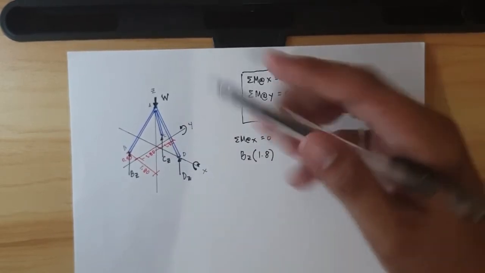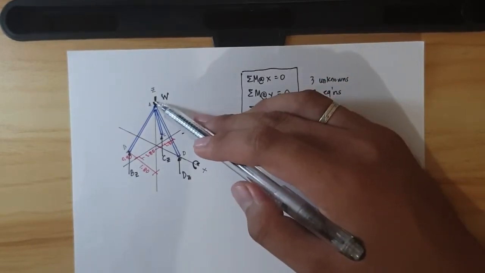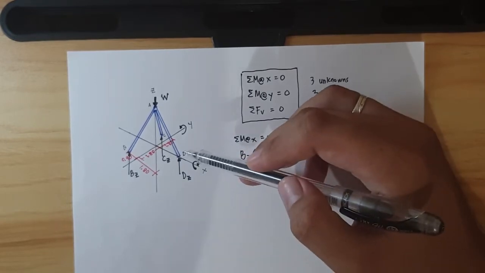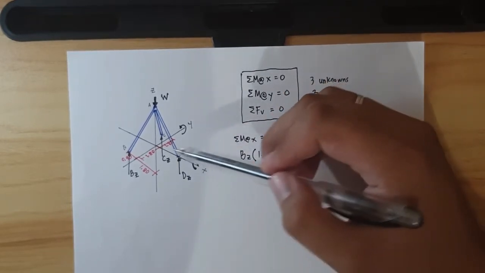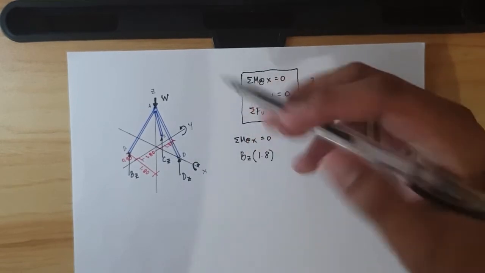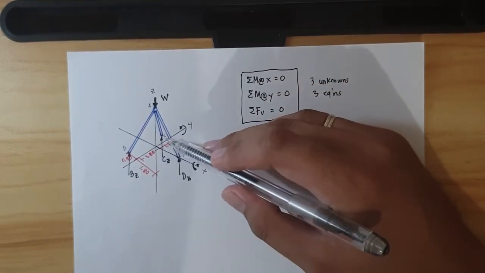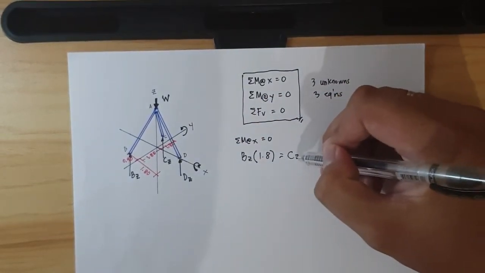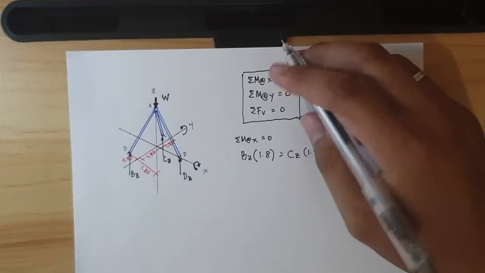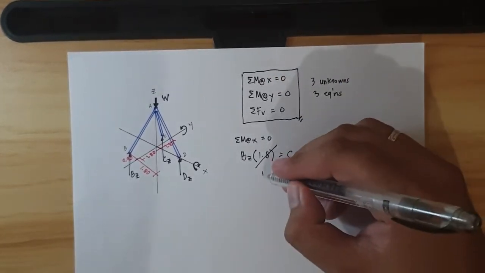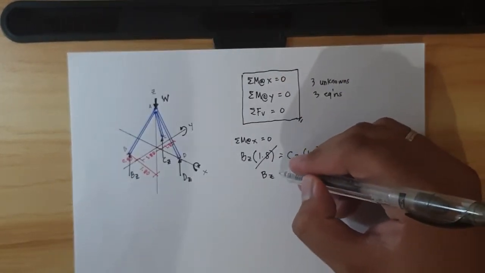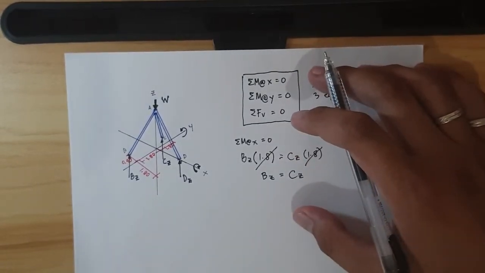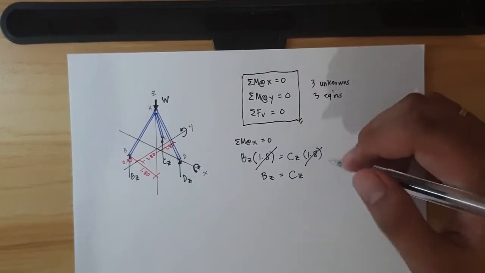Likewise, W still cannot rotate on x because it has no distance from x. So the one that can rotate is CZ, which is opposite of BZ. So CZ times 1.8, cancel. Therefore, the magnitude of B sub Z is equal to C sub Z. So that is for one equation.